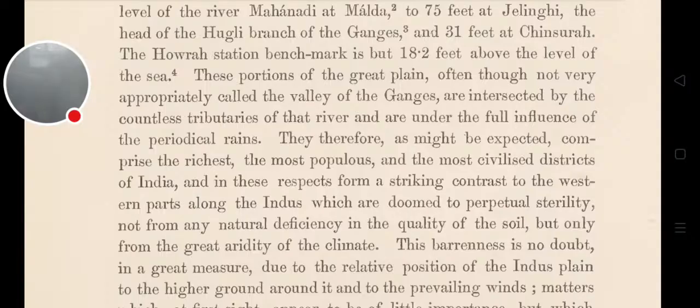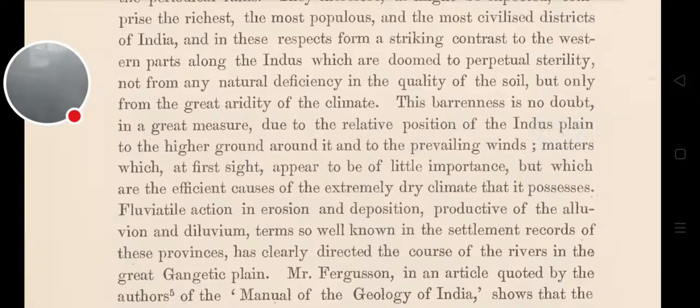They therefore, as might be expected, comprise the richest, the most populous, and the most civilized districts of India, and in these respects form a striking contrast to the western parts along the Indus, which are doomed to perpetual sterility, not from any natural deficiency in the quality of the soil, but only from the great aridity of the climate. This barrenness is no doubt in a great measure due to the relative position of the Indus plain, to the higher ground around it, and to the prevailing winds. Matters which at first sight appear to be of little importance, but which are the efficient causes of the extremely dry climate that it possesses.